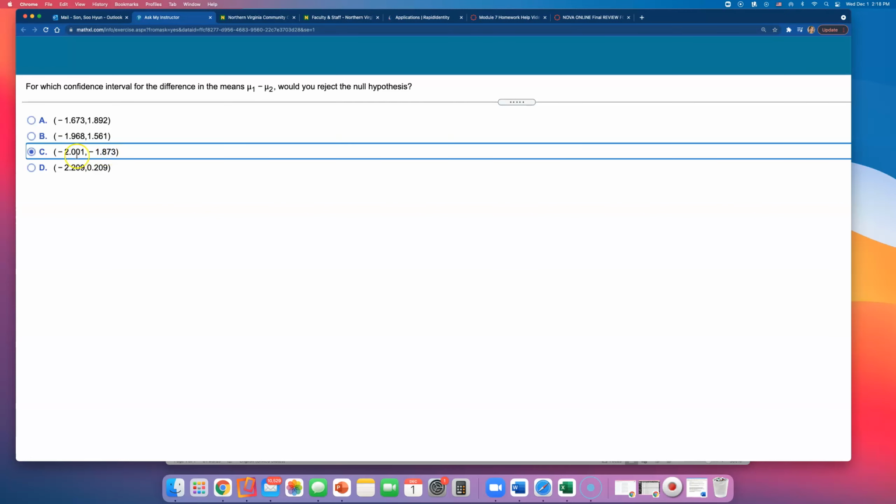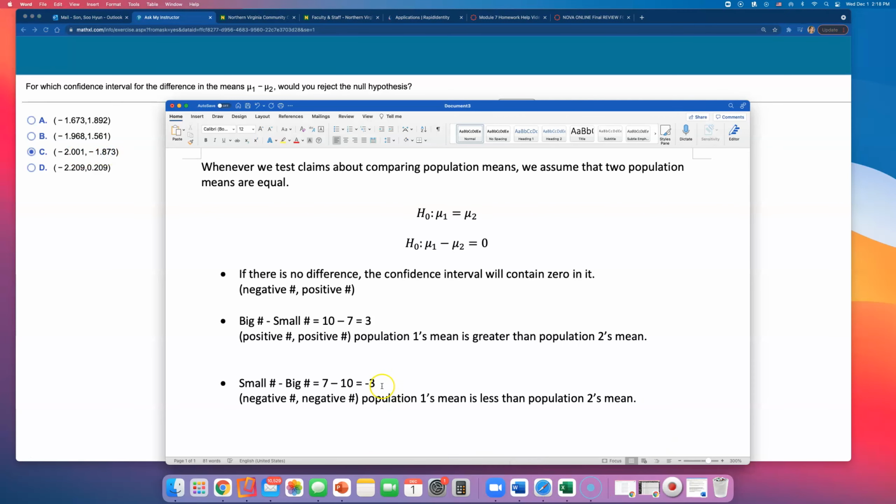No, it's not. This is telling us that population 1's mean is less than population 2's mean, which means that they are not equal. So if we see a confidence interval like that, we're going to reject the null hypothesis that was assuming that they are equal to each other.